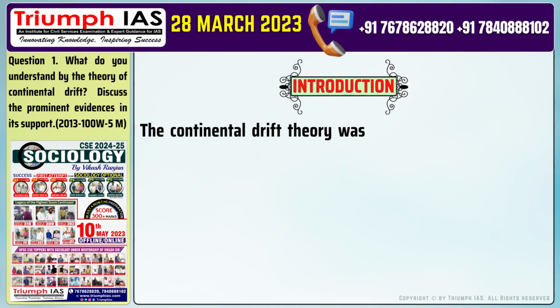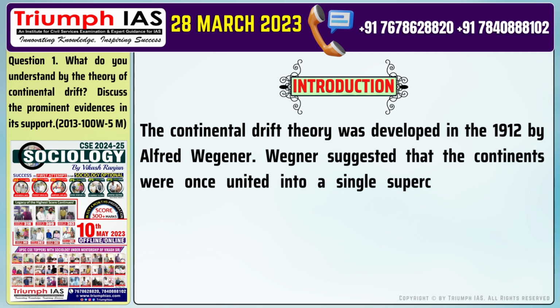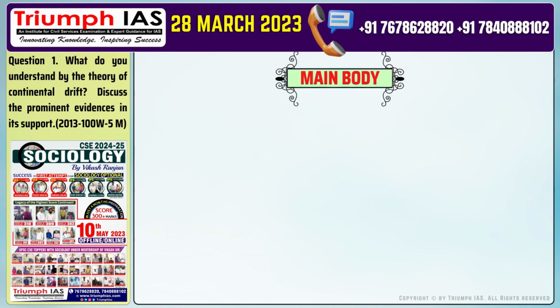The continental drift theory was developed in 1912 by Alfred Wegener. Wegener suggested that the continents were once united into a single supercontinent named Pangaea. The main body of the answer should be: the supercontinent was surrounded by a mega ocean known as Panthalassa.